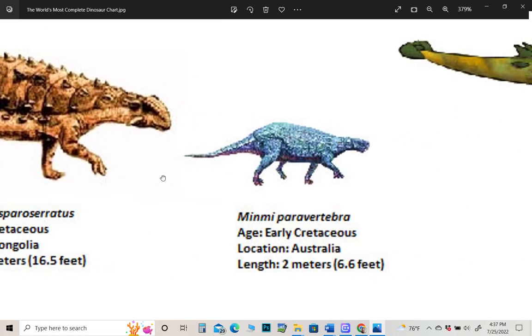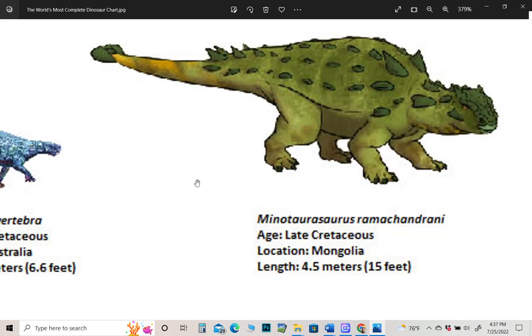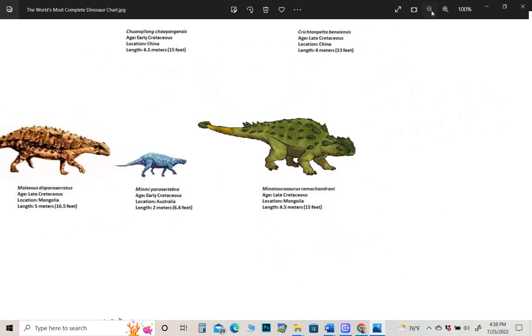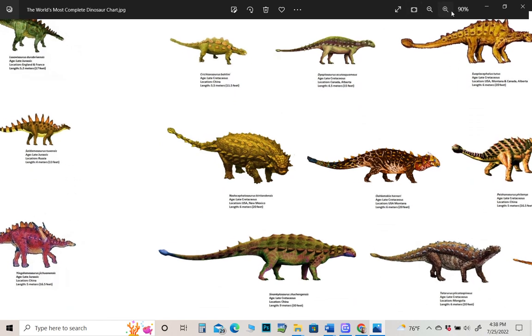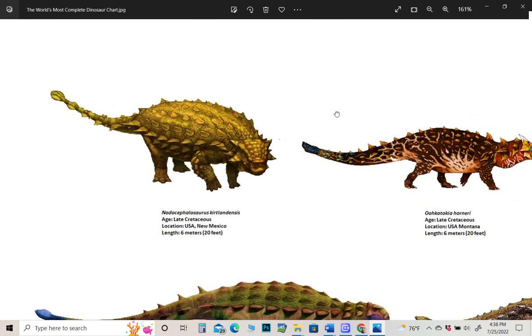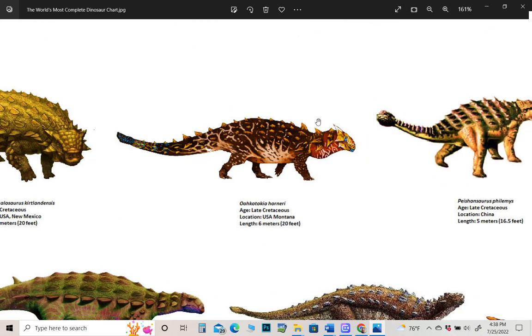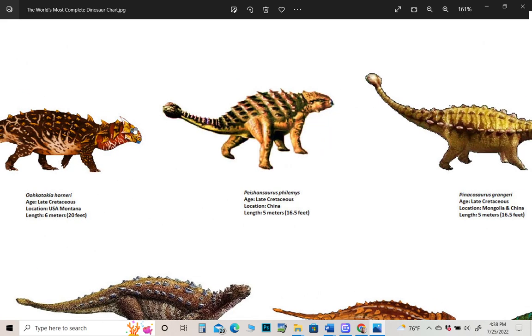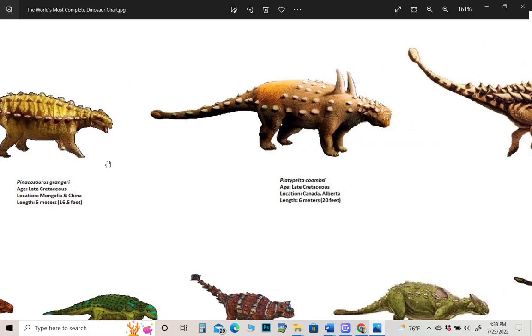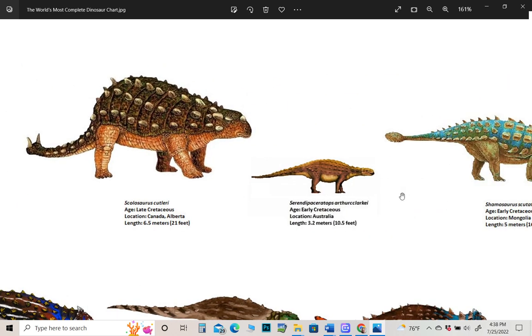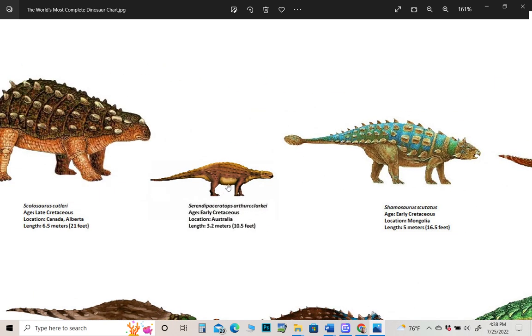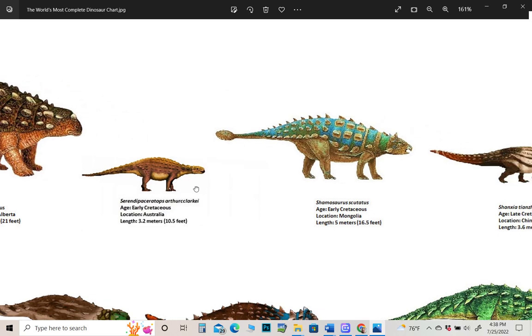Maleevus, Minmi, Minotaurisaurus. Okay. Nodocephalosaurus, Oohkotokia, Pinacosaurus, Platypelta, Saichania, Scolosaurus, Serendipaceratops, which they call ceratops because they thought it was a ceratopsian, and they found later on that it was an ankylosaur.